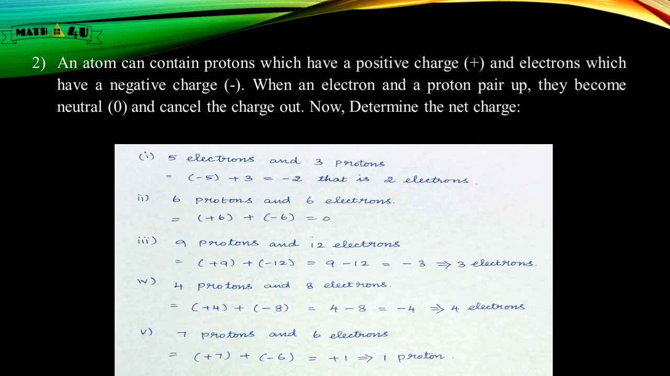Next, 4 protons and 8 electrons. That is plus 4 plus of minus 8. That is equal to 4 minus 8. That is equal to minus 4. Next, 7 protons and 6 electrons. This is nothing but plus 7 plus of minus 6. So 7 minus 6, that is equal to 1. That is 1 proton.